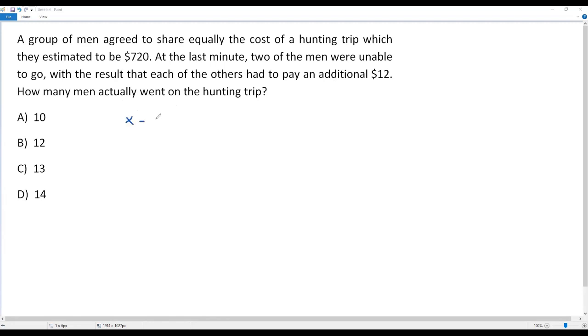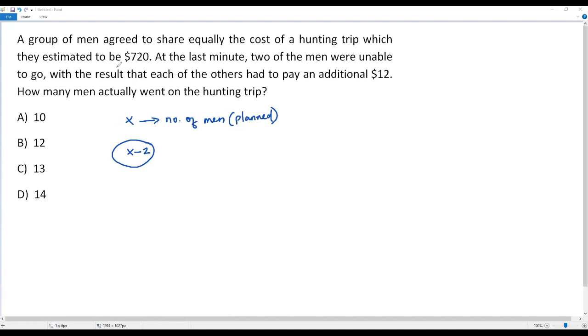Okay, now let me assume x as the number of men. That is the number of men who plan to go on the hunting trip. Okay, let me write it over here. But at the last minute, two of the men were unable to go. The number of men who went on the hunting trip is x minus 2. So here we have to find the value of x. Once we get the value of x, we have to plug it into this expression to find the number of men who actually went on the hunting trip.